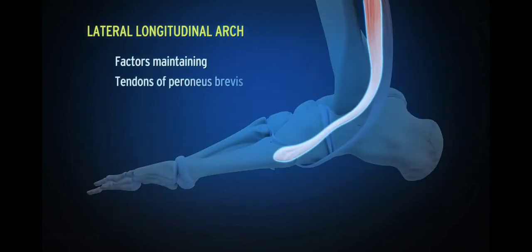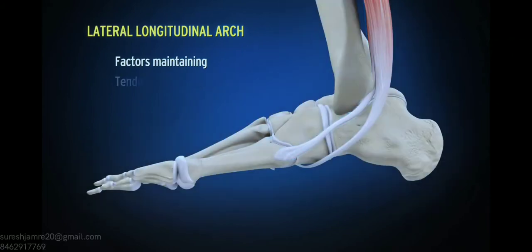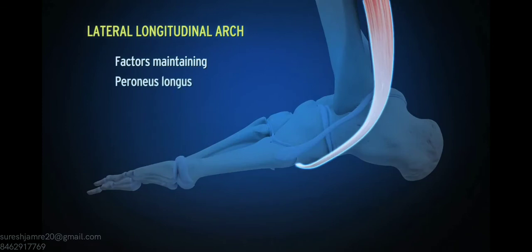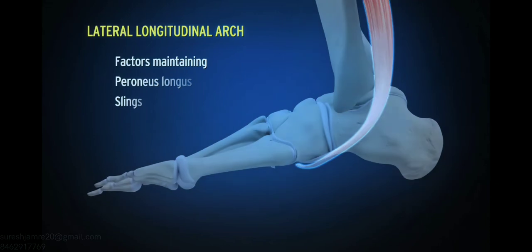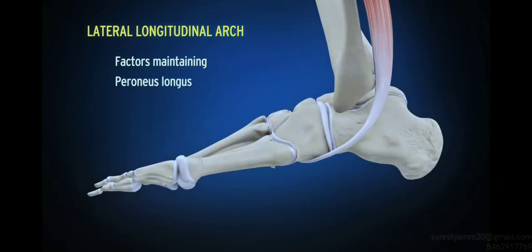Tendons of peroneus brevis and peroneus longus act as slings. Peroneus longus maintains the lateral longitudinal arch by sustentacular mechanism.